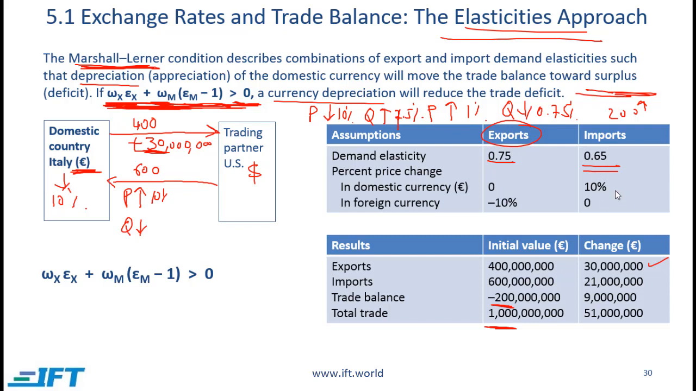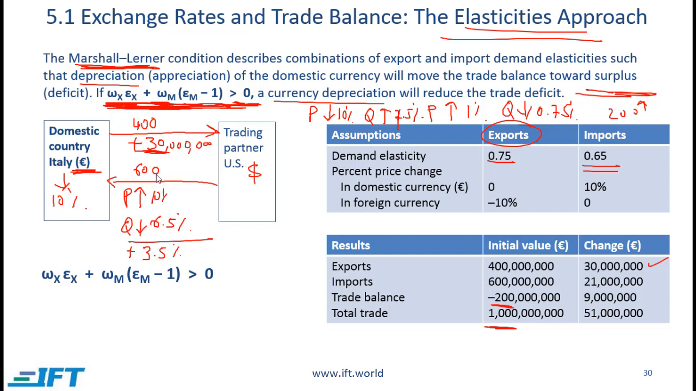If the price goes up by 10%, the quantity will come down by 6.5%. So here we have two impacts in opposite directions. In euro terms, the imports are more expensive by 10%, but the quantity is 6.5% less. The net impact is 10 minus 6.5, which is plus 3.5%. This means that in euro terms, the value of the imports is up by 3.5%.